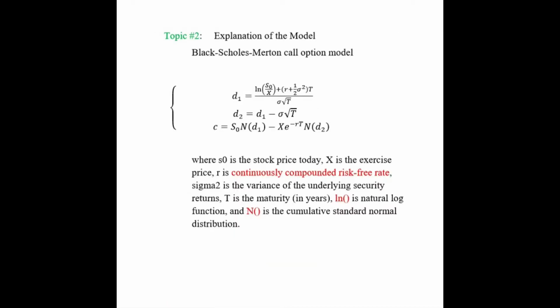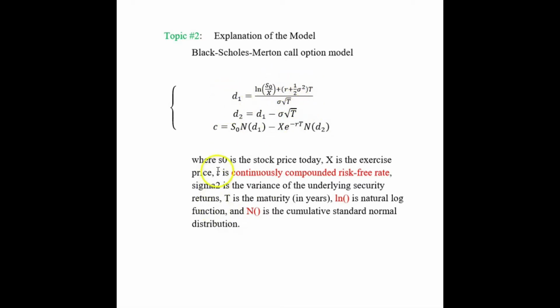Topic number 2, explanation of the model. This is the formula to calculate the Black-Scholes-Merton call option. So we know this one. C equals today's stock price times N(D1) minus the present value of exercise price times N(D2). D1 and D2 are calculated by this one.